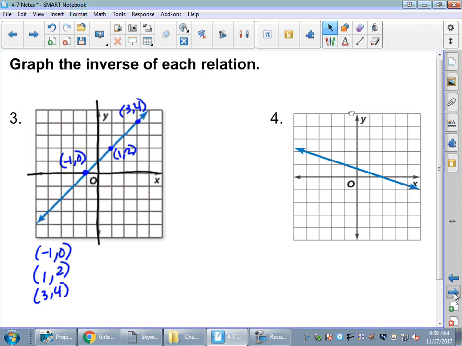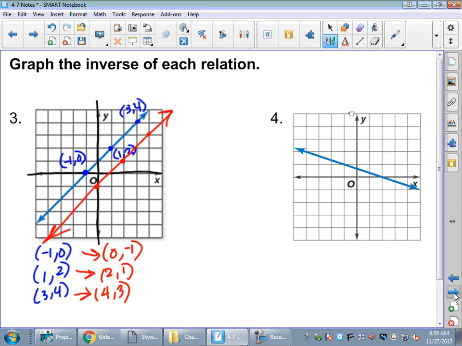And then I'm going to change them into the inverse. So 0, -1 is there. 1, 2 becomes 2, 1, which is here. And 3, 4 becomes 4, 3. And there's my other equation. So you connect and extend. You just need 3 of them. You could use more if you wanted.